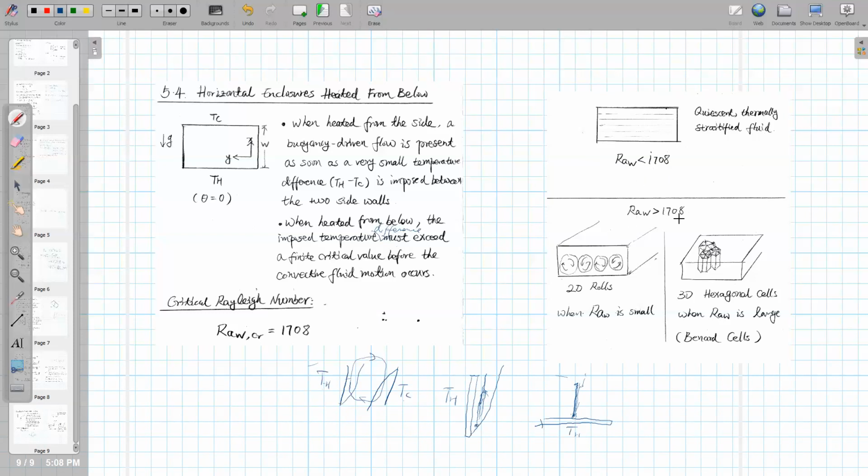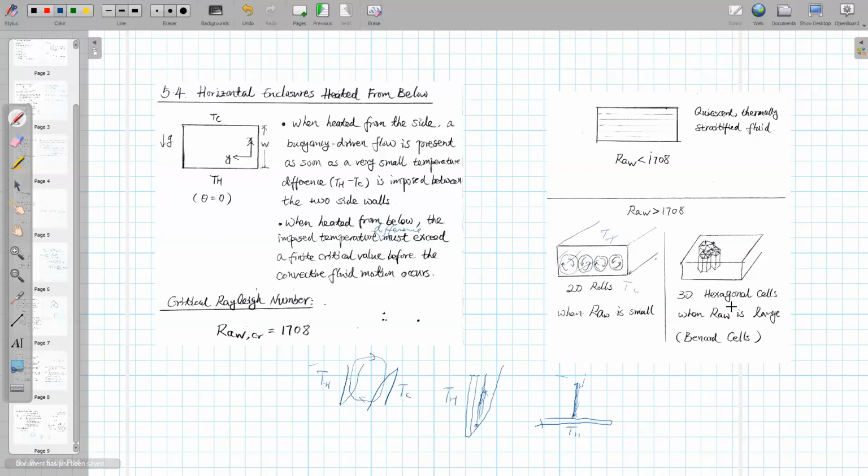When the Rayleigh number is larger than the critical value, the problem is a little bit more complicated. If the Rayleigh number is larger than this one but still relatively small, you begin to see this circulation, and we call this 2D rolls. If this is a channel, with TH on the bottom and TC on the top, you see the rotation is about this Z direction. You have these rolls along this direction.